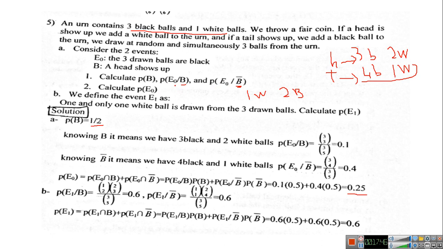So directly you find by yourself P of E1 knowing B. I want, knowing that a head shows up, to draw 3 balls such that 1 is white and 2 are black. So I have 1 out of 2 times 2 out of 3 over total, 3 out of 5, in the first one. Here, knowing tail, I want 1 white, 1 out of 1, as you can see, 2 out of 4 over 3 out of 5. And because this is a total probability, B and B bar, you do like we did here: times half, the same number times half, here times half, you get the answer.